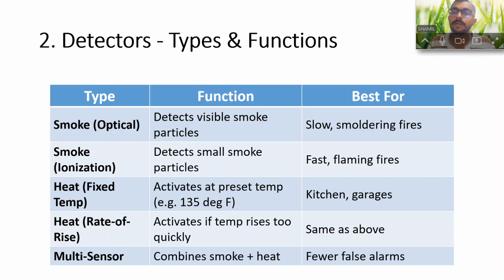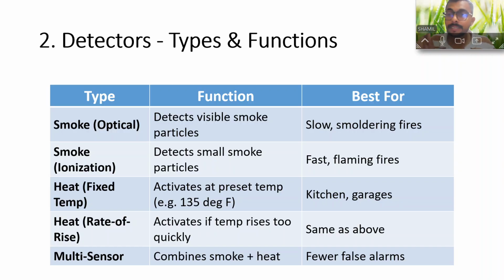The second type of detector is the ionization smoke detector. Ionization smoke detectors involve a radioactive material instead of the light source. They detect small smoke particles, and are suitable for fast, rapidly forming fires.